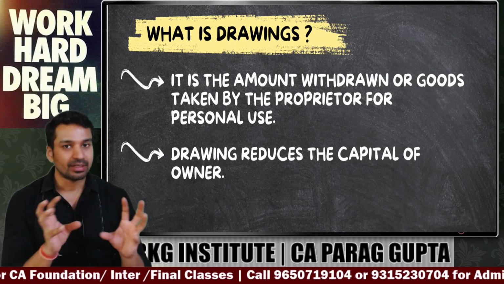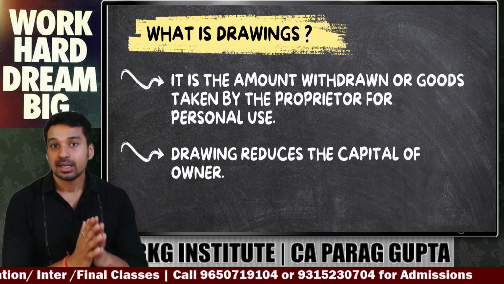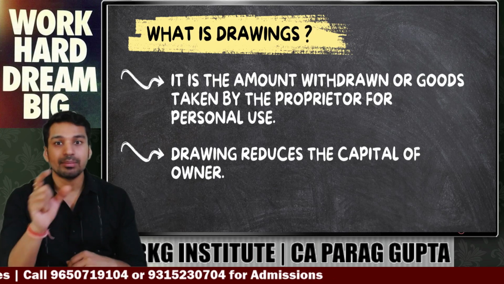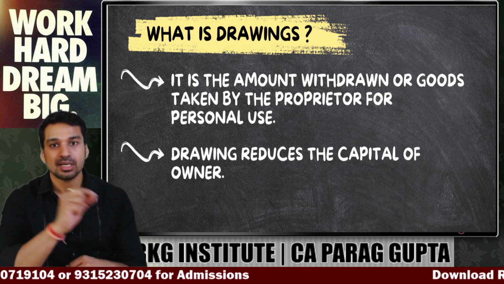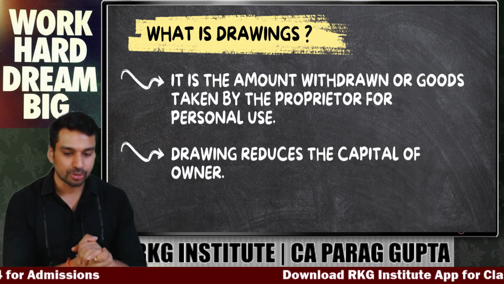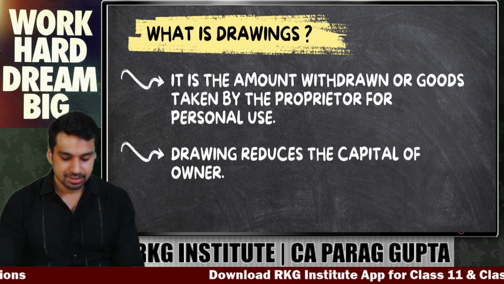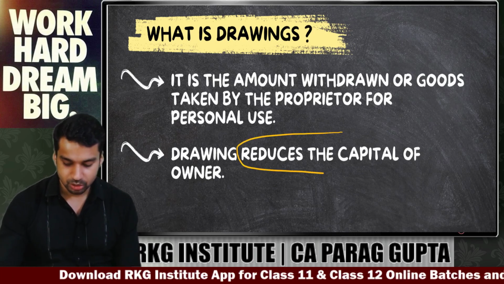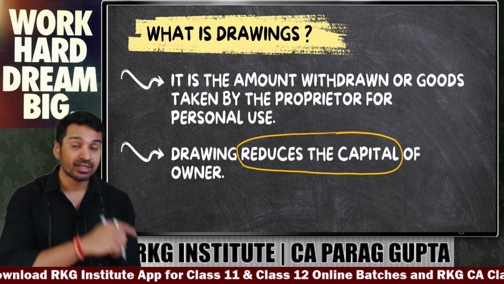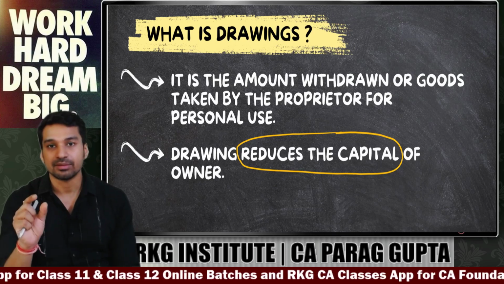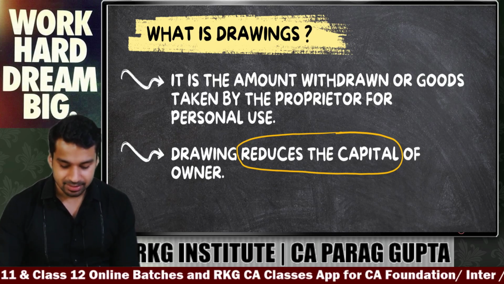Like you have invested money into the business. Now sometimes for any personal reason, if you withdraw the money back from the business for your personal use, that money withdrawn is known as drawings. So drawings is something which reduces your capital, because capital is the money invested into the business, and from that money if you are withdrawing the money for any personal use, that is drawings.